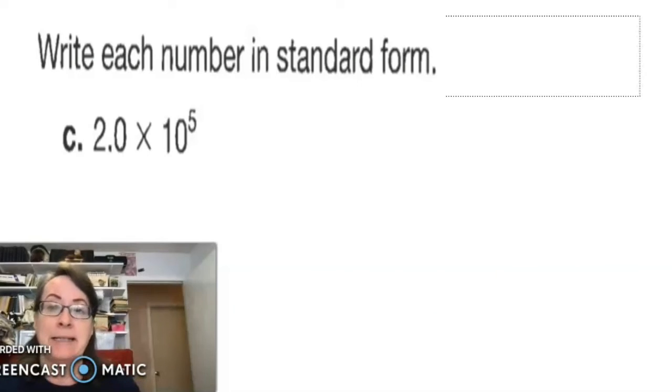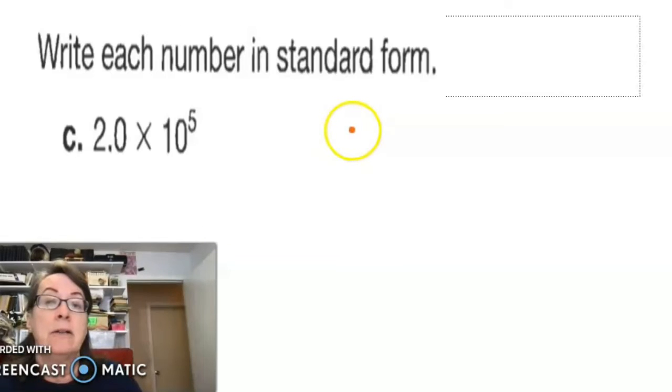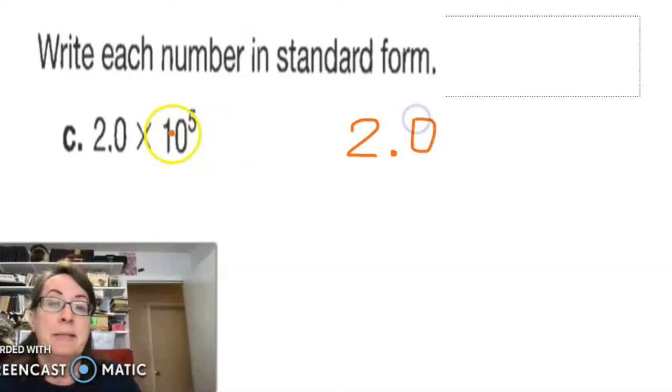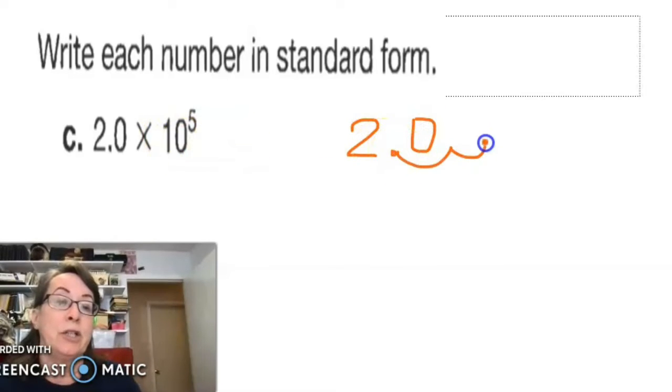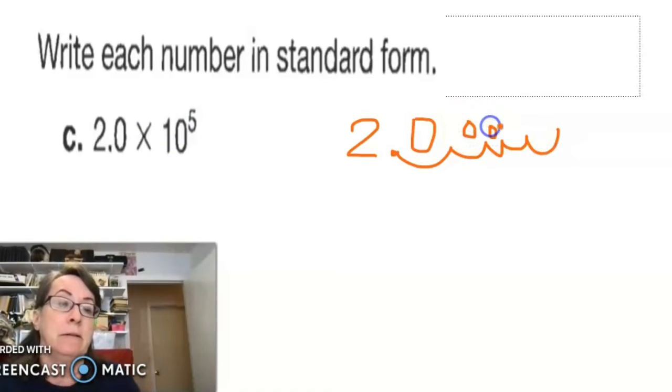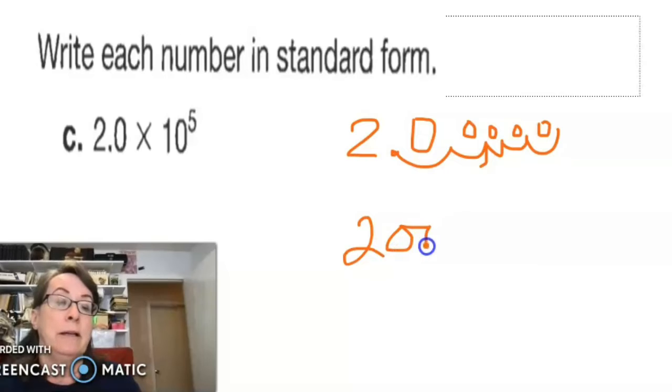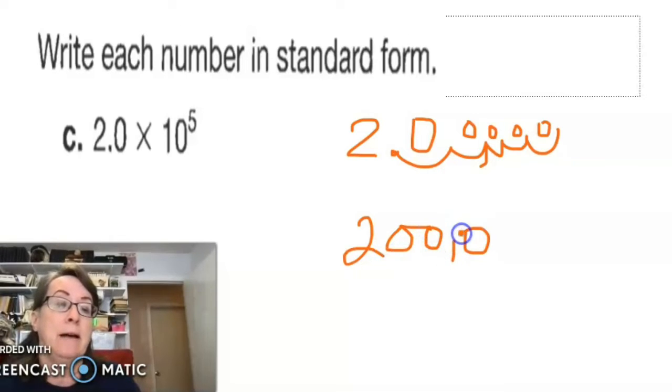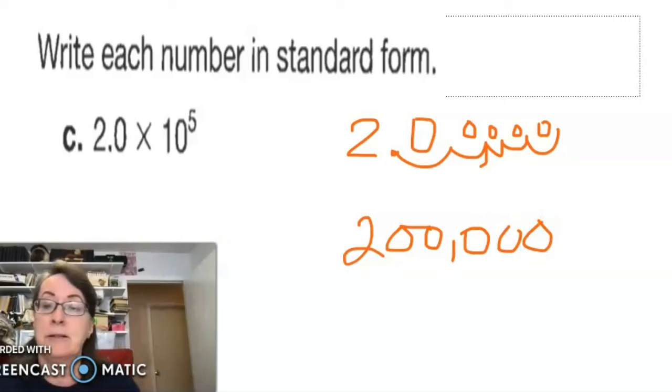Write each number in standard form. So the first number is 2.0 times 10 to the 5th. So we're going to go 1, 2, 3, 4, 5, 0, 0, 0, 0. Now the decimal goes on the end, and 1, 2, 3, comma, 1, 2, 3. So 200,000. 200,000 is the answer.